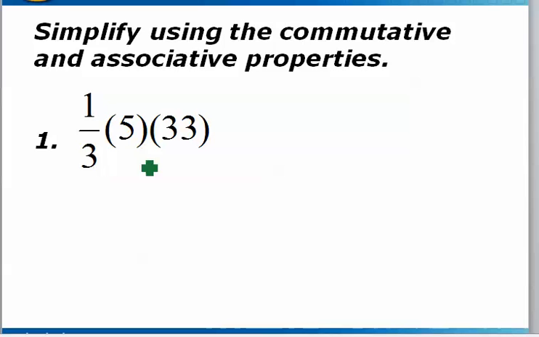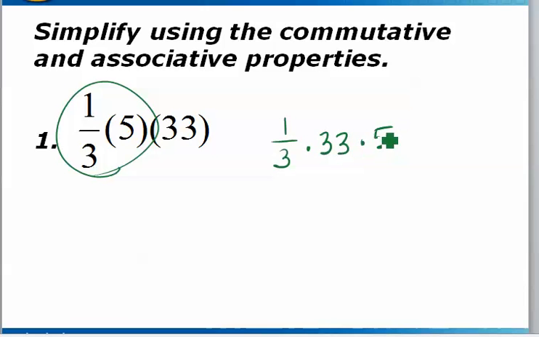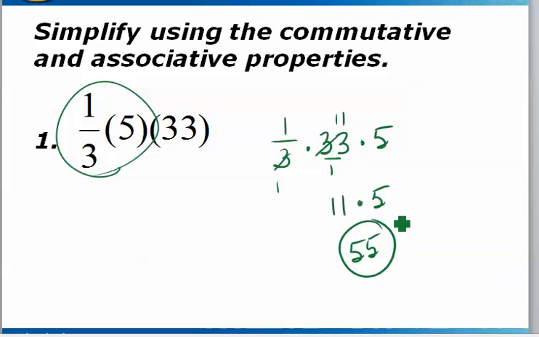In this problem, since you have all multiplication, typically we'd go left to right, 1/3 of 5. Well, that's not easy to figure out, so I wouldn't do it that way. I would do 1/3 times 33 times 5. Because I know 1/3 of 33, okay, we could cross-reduce and see that the answer is 11. And then I could multiply by 5, which gives me 55. I can do that much easier in my head than if I am to do 1/3 of 5.